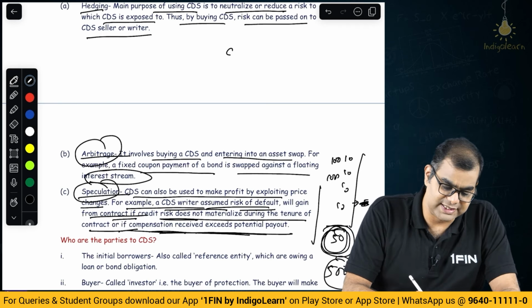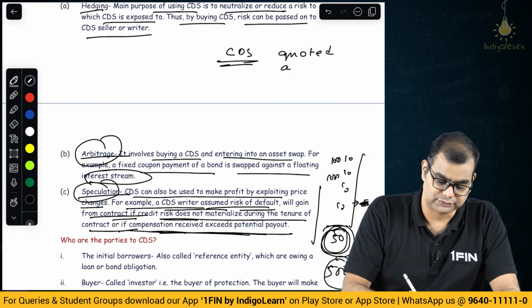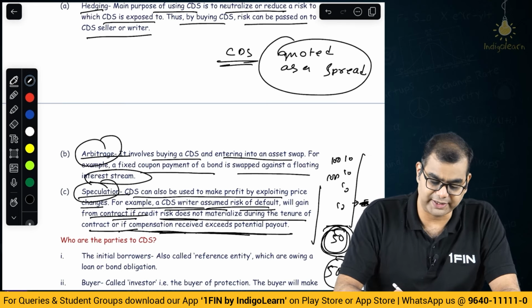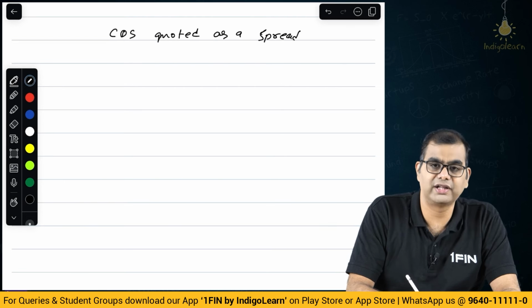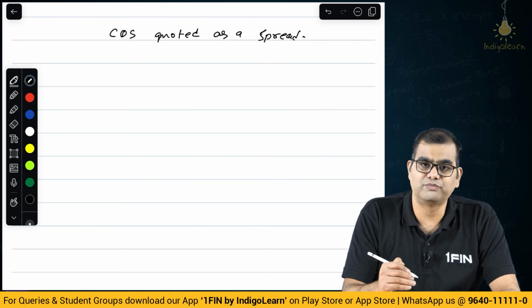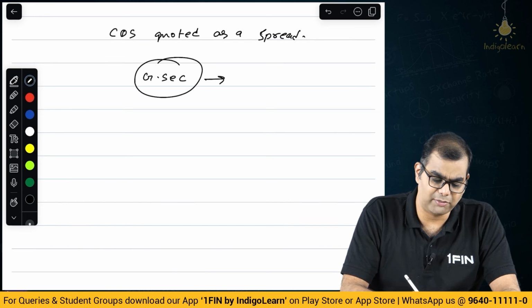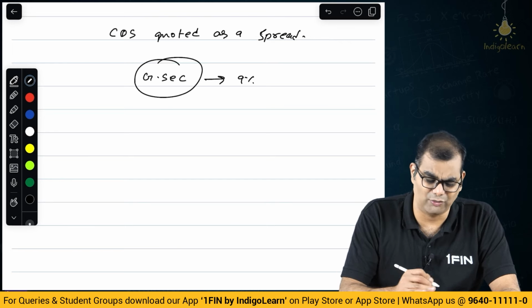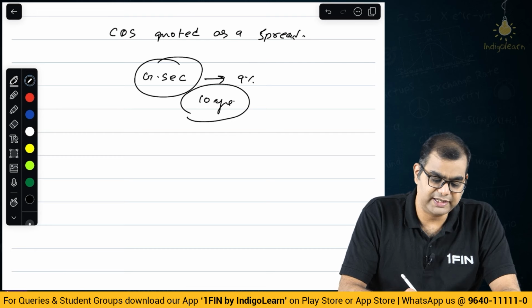So, what happens is this CDS is quoted as a spread. Usually everything in the financial world, especially bonds and CDS, most of these things are quoted as a spread over a benchmark. The benchmark here is the government yield, GSEC. Let's say a Government of India bond is right now at 9%. I don't know what tenure, let's say it's a 10-year bond, randomly I'm making up some numbers. This 10-year bond is at 9%.